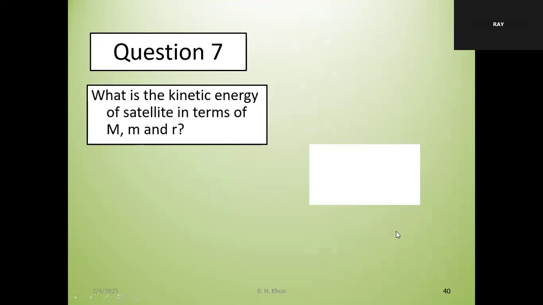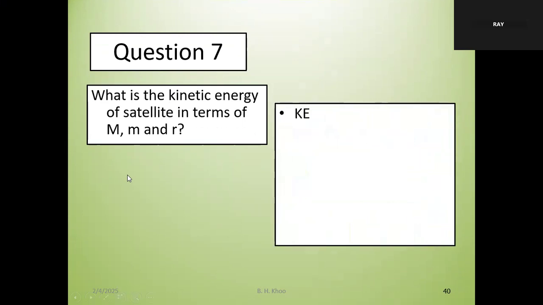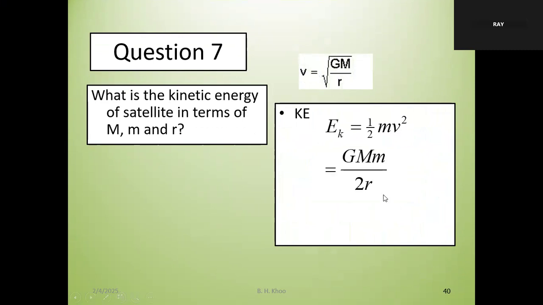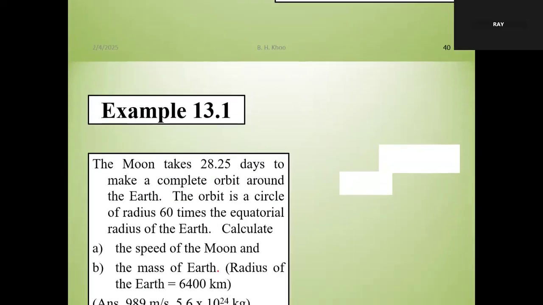Okay, what is the kinetic energy of the satellite in terms of G, M and r? What's the kinetic energy formula? It's half mv squared for the satellite, and then replace that v with what we have derived. So we get GMm over 2r. Okay, any comment so far? Okay, then we can carry on.